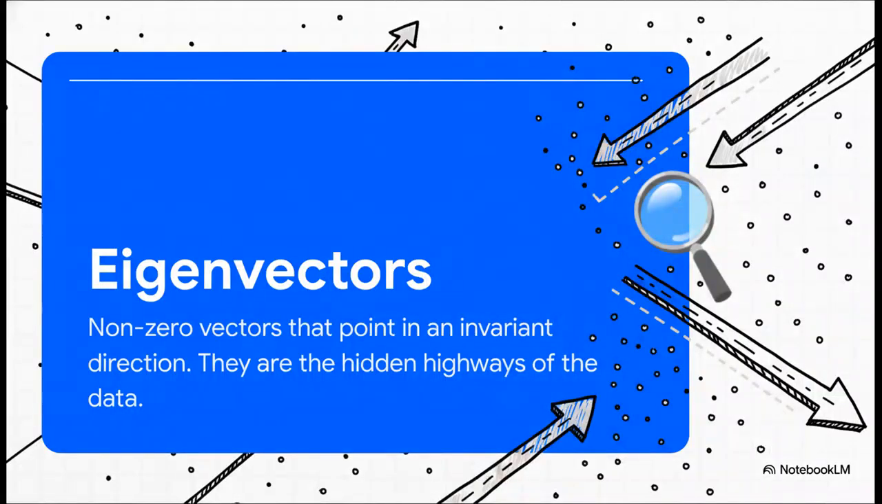So here's the absolute key takeaway. The eigenvectors of our covariance matrix, they point in the directions where our data varies the most. They are literally the hidden highways we've been searching for this whole time. They show us the most significant, the most fundamental patterns in our entire data set.